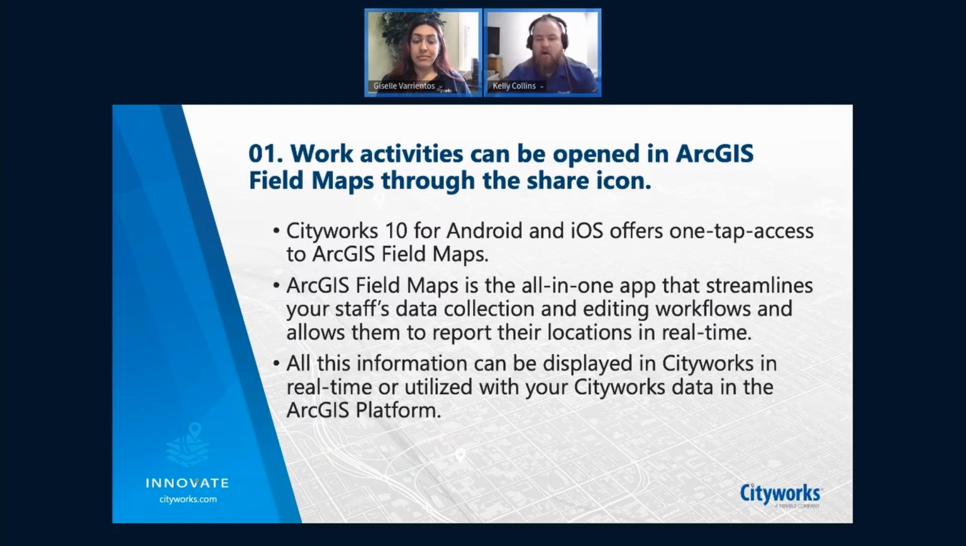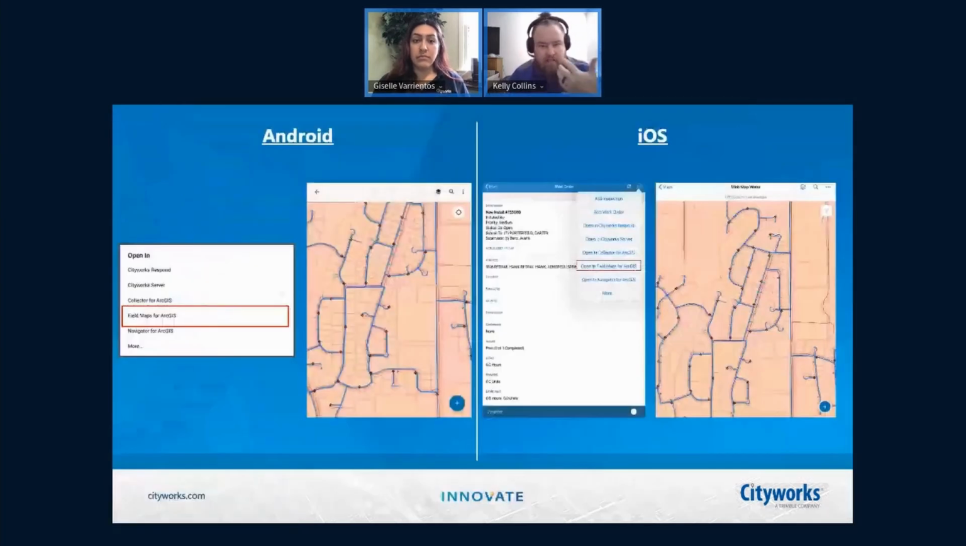ArcGIS Field Maps is the all-in-one app that streamlines your staff's data collection and editing workflows and allows them to report their locations in real time, as well as all that information that can be displayed in Cityworks in real time or utilized with Cityworks data in the ArcGIS platform, as Cityworks, as we know, is a GIS-centric platform.